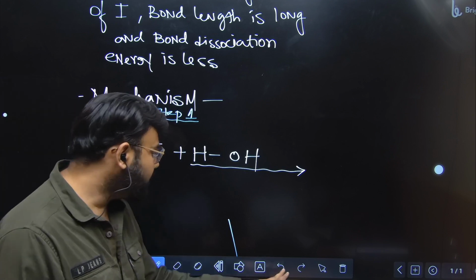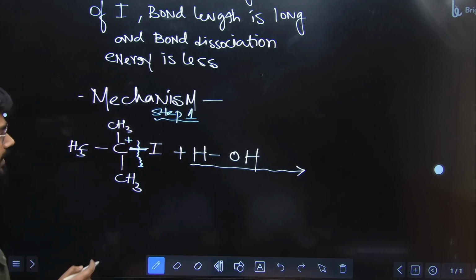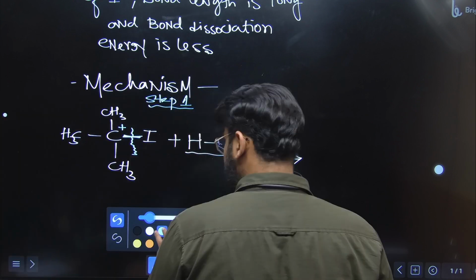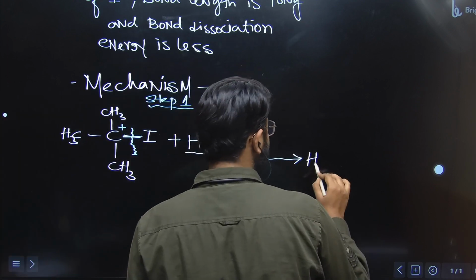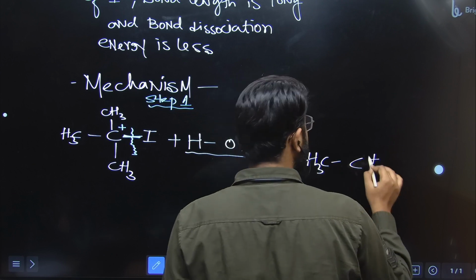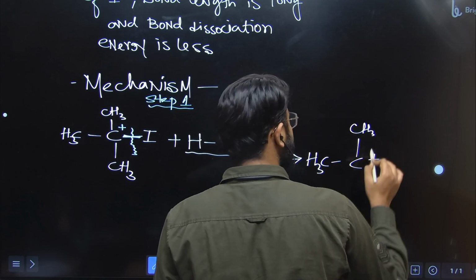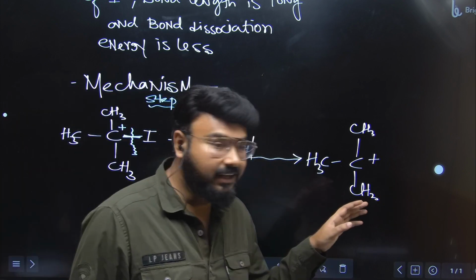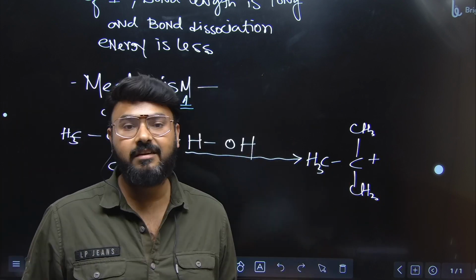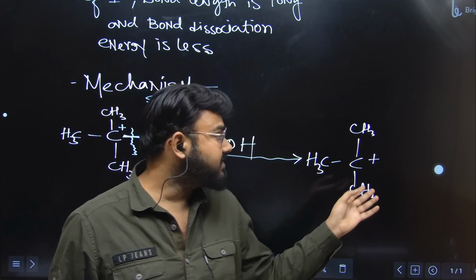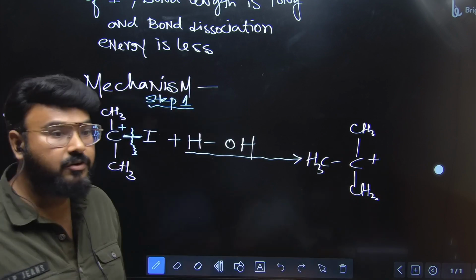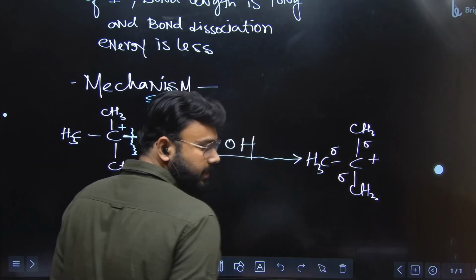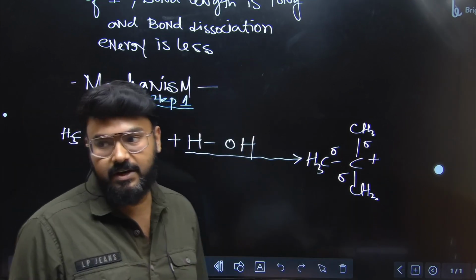Now, coming to the next part, tell me what we got. Let's write down the structure here. We got a tertiary carbocation, right? See, the more you write, the more you remember. Now tell me, in this tertiary carbocation, how many sigma bonds are there? One, two, three. There are three sigma bonds. I hope it is clear.